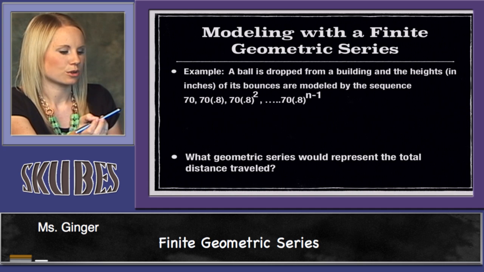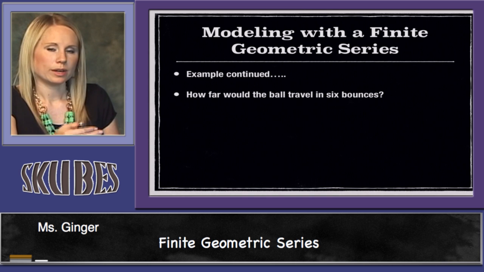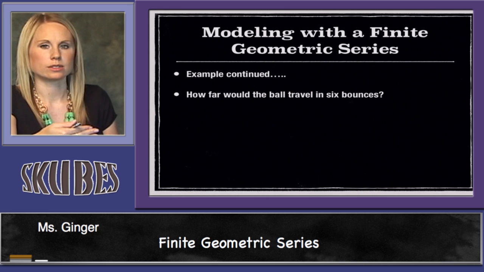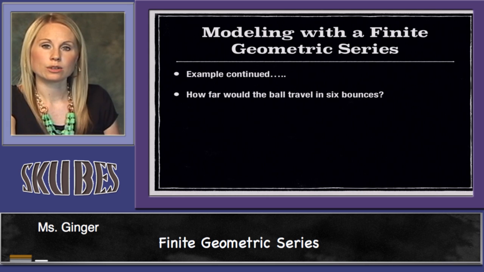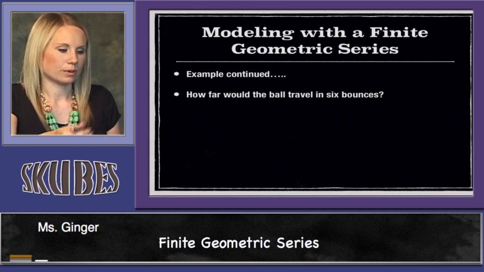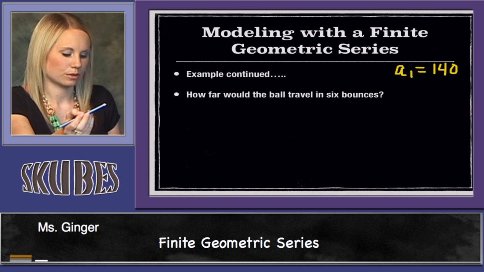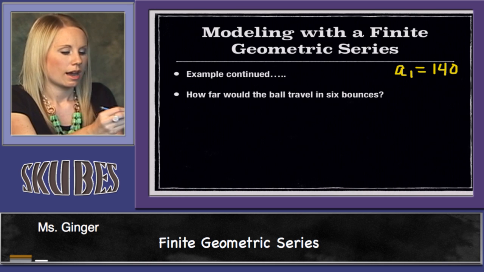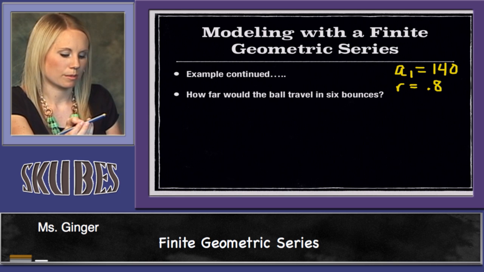Now, let's see if we can answer a question about this. How far would the ball travel in 6 bounces? Well, we developed a series on the previous slide, so if we need to know about 6 bounces, we can take our sequence through the value of 6, or we can use our sum formula and find that. All right, so with our sequence, our A1 was 140, okay, in our list on the previous slide. Our common ratio was 0.8. That was given to us in the problem.